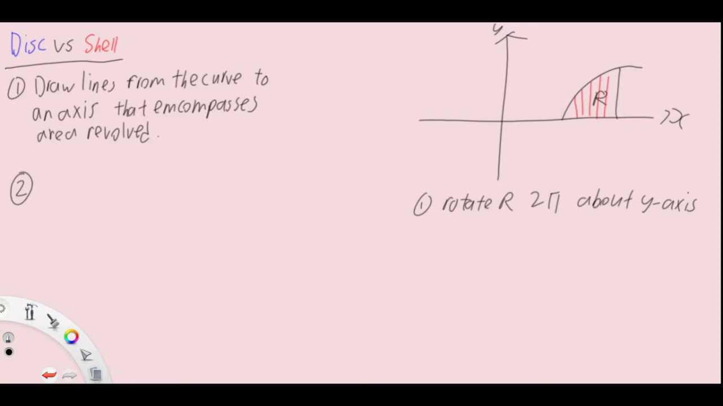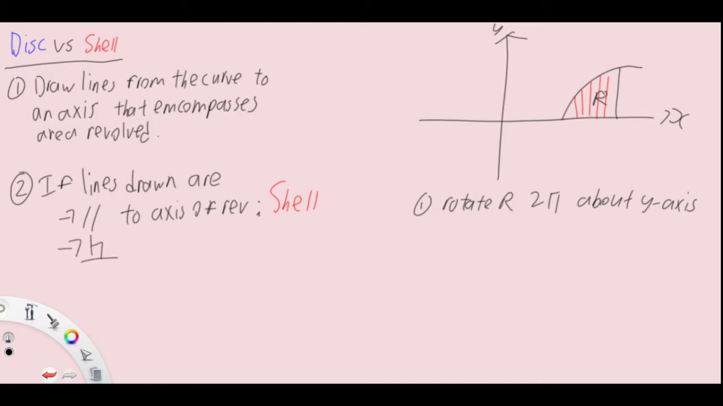So here comes step number 2. If lines drawn are parallel to the axis of revolution, this would give us the shell method. If lines drawn are perpendicular to the axis of revolution, then we would have the disc method. Alright, why is that so?